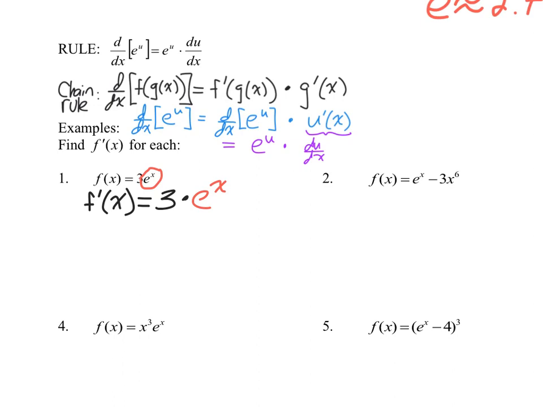Sometimes it's a combo problem where you have a sum or a difference within the function. All right. So if that's the case, you might incorporate more than one technique. So f prime of x would be looking at the derivative of e to the x, which is e to the x. And then the derivative of negative 3x to the 6th power, which would be what? Negative 18x to the 5th.